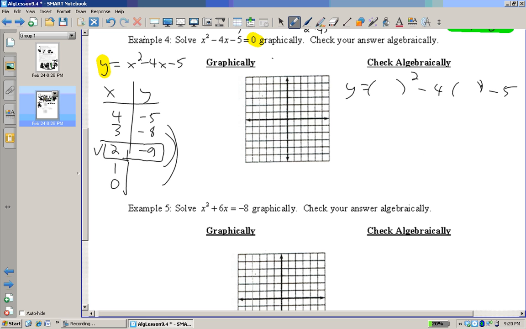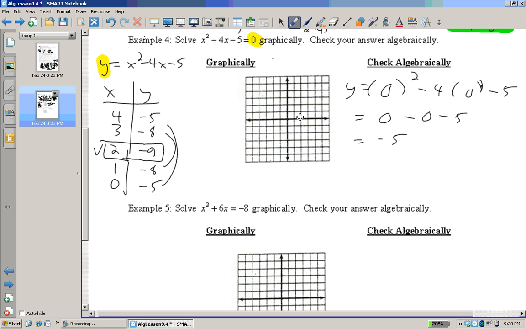Now, what should happen is we should get some symmetry here. The easiest one to check for symmetry is going to be the 0, so I'm just going to go ahead and plug that in. 0 squared is 0, minus 4 times 0 is 0, minus 5 is negative 5. So the symmetry is working, so I can safely say that this is going to be negative 8.